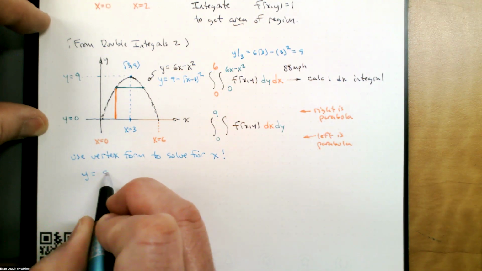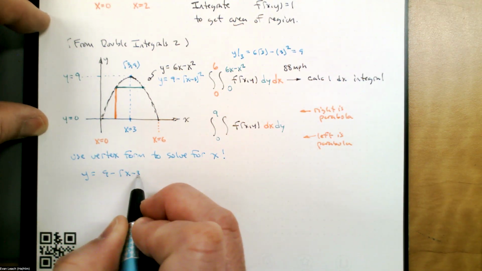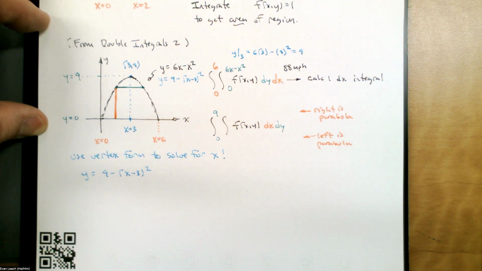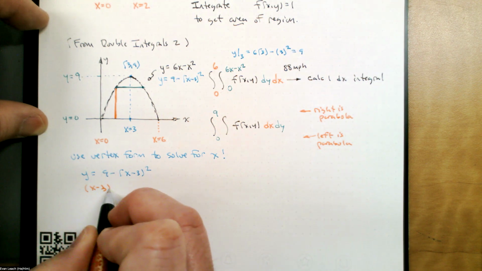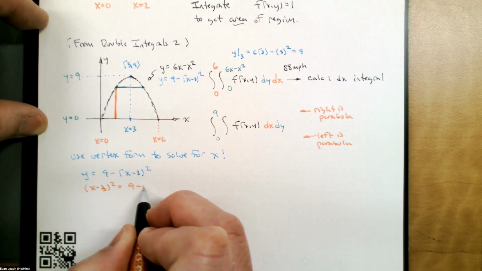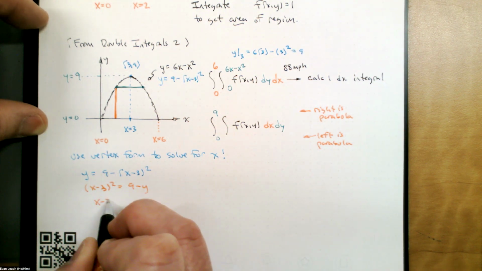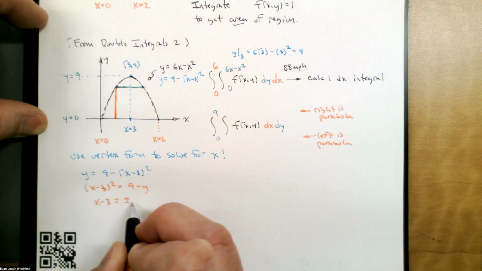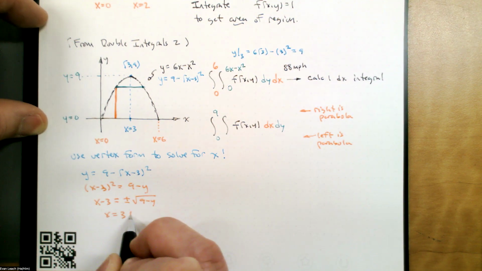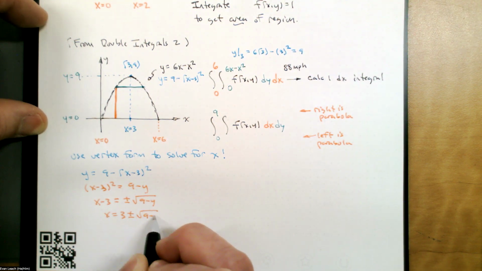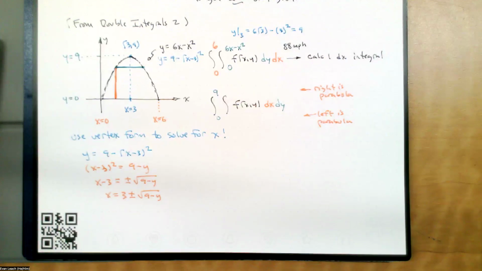So if we write y is equal to 9 minus (x minus 3) squared, then (x minus 3) squared is 9 minus y. So x minus 3 is plus or minus the square root of 9 minus y. So x is 3 plus or minus the square root of 9 minus y. So here's the vertex form of that parabola.